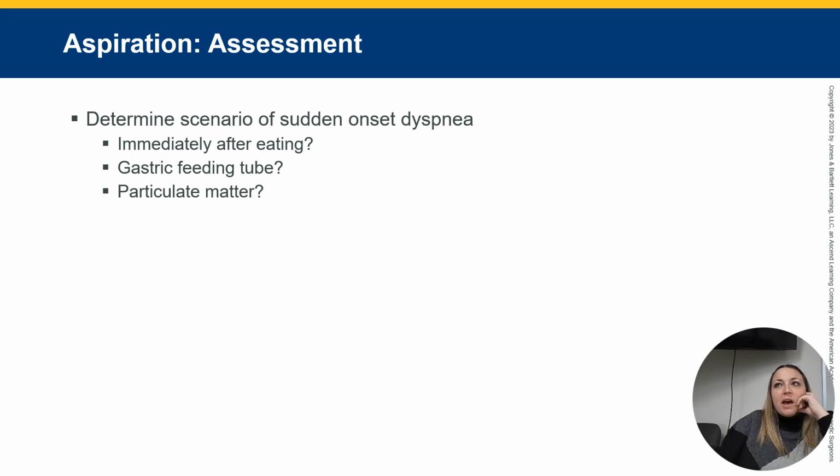And then when we do have a patient that we know has a known aspiration, you're going to want to do an assessment, and you're going to want to see, did this start immediately after they were eating or tube feeding, or were they around something, particulate matter? You're going to want to really investigate and ask a lot of questions to figure out, one, what is it that they aspirated, and two, how much did they aspirate, and then determine it from there. But they're probably going to need to go to definitive care to possibly get an antibiotic, especially if it went into their lungs.